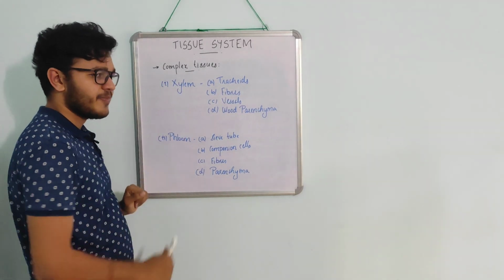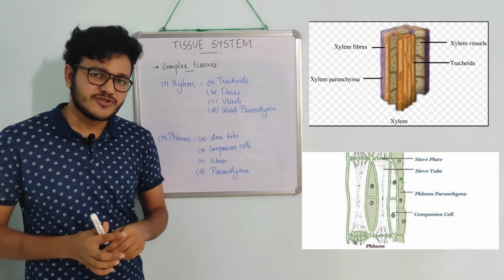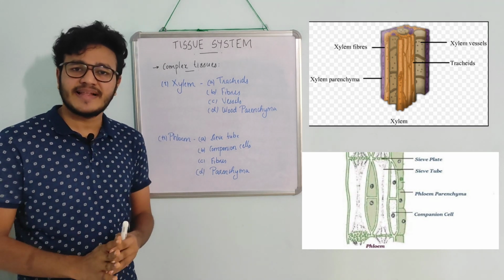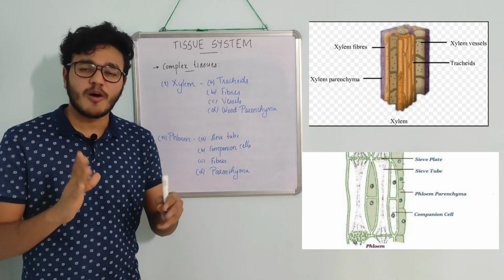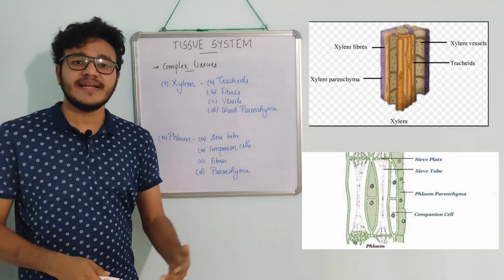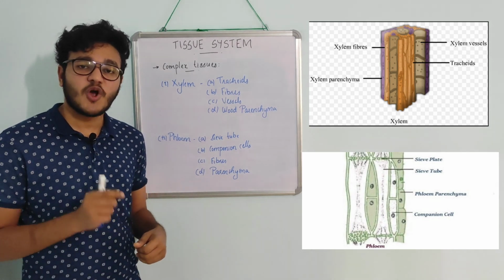So, complex tissue system. First, let me explain what a complex tissue system is. In the case of simple permanent tissue, we saw similar cells doing a similar, common function. Whereas in the case of complex tissue system, different kinds of cells come together and perform a common function.